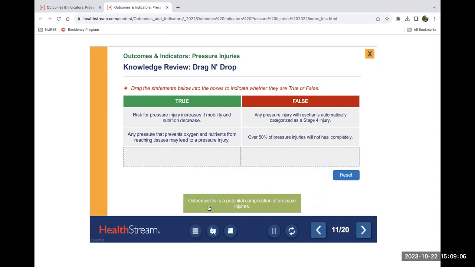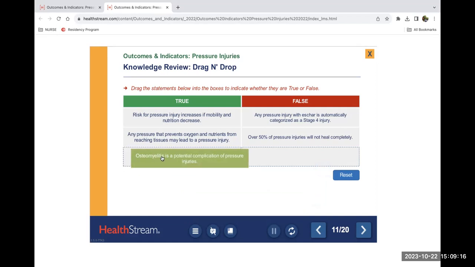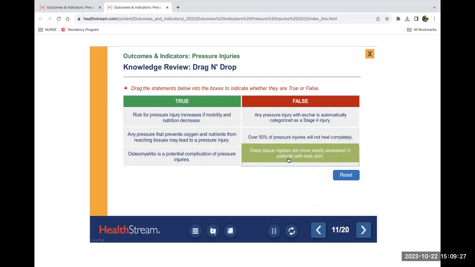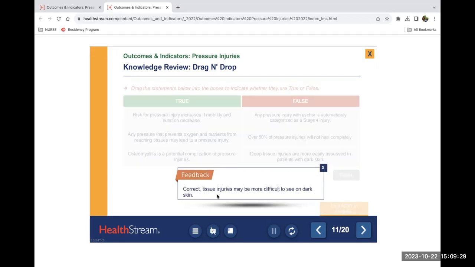Osteomyelitis is a potential complication of pressure injuries. Potential inflammation of the muscles of the bones. Maybe true. Deep tissue injuries are more easily assessed in patients with dark skin. False. It's more difficult. Yep.